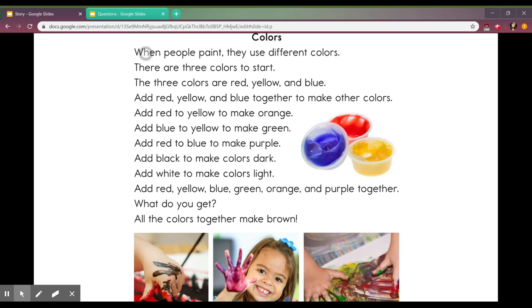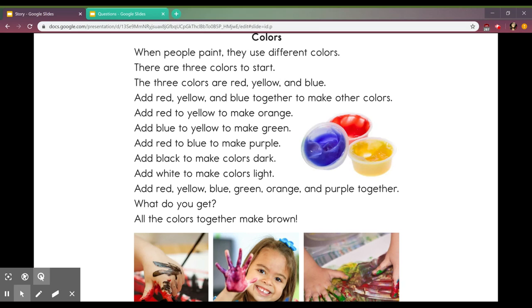Colors. When people paint, they use different colors. There are 3 colors to start. The 3 colors are red, yellow, and blue. Add red, yellow, and blue together to make other colors. Add red to yellow to make orange. Add blue to yellow to make green. Add red to blue to make purple. Add black to make colors dark. Add white to make colors light. Add red, yellow, blue, green, orange, and purple together. What do you get? All the colors together make brown.